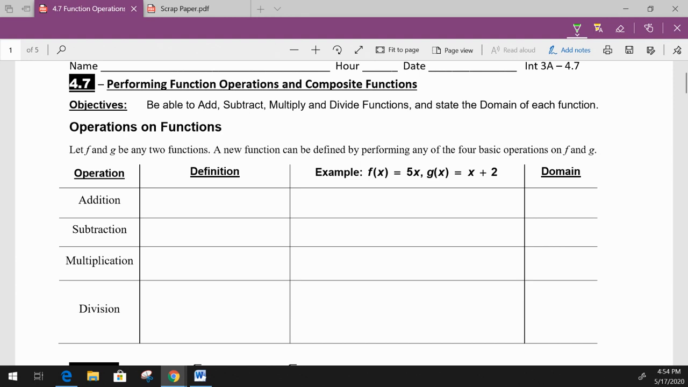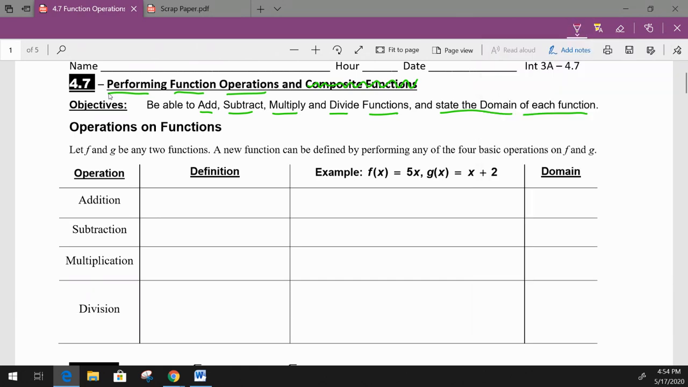In today's video, we are going to be performing function operations. We actually are not doing composite functions in this lesson. I have moved that into the next lesson. So we are going to be adding, subtracting, multiplying, and dividing functions. We are also going to be stating the domain of each of these functions.